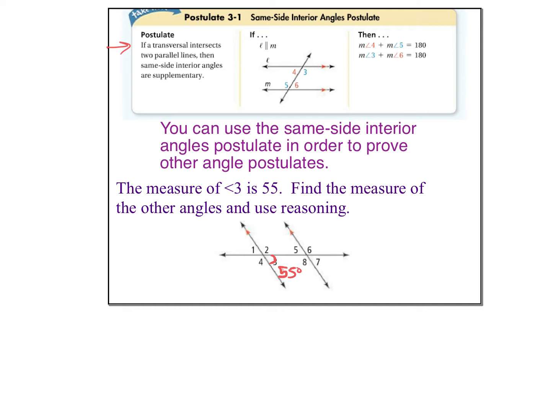What would be the measure of 1? Because it's vertical to 3. What's the measure of 2? Because what makes it supplementary? The relationship is it's a linear pair to angle 3. What about 4? Because? Oh, it is vertical to 2. It's also a linear pair to 3.